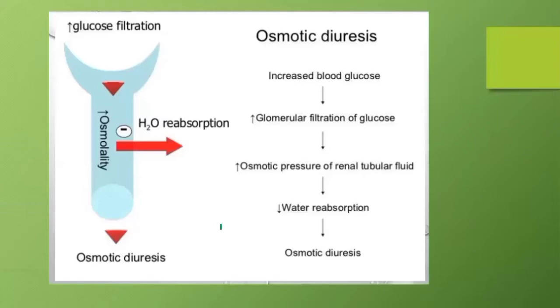Now, this is another mechanism. This is not that important. You just need to remember how osmotic diuresis is caused. Whenever there is an increase in the blood glucose, there will be increased glomerular filtration of glucose, and there will be increased osmotic pressure because of the presence of glucose in the renal tubular fluid. This will lead to a decrease in the water reabsorption from the renal tubule and cause osmotic diuresis. So what is the name of the diuretic that causes osmotic diuresis? The name of the diuretic is mannitol.